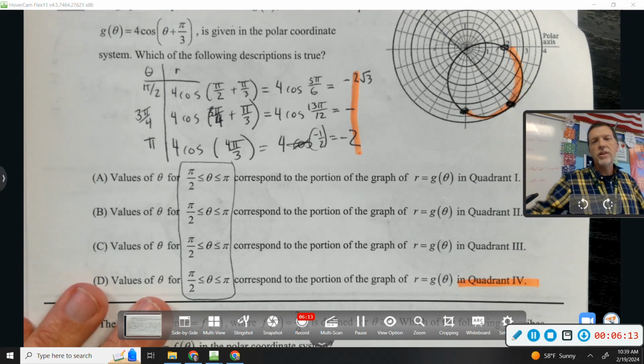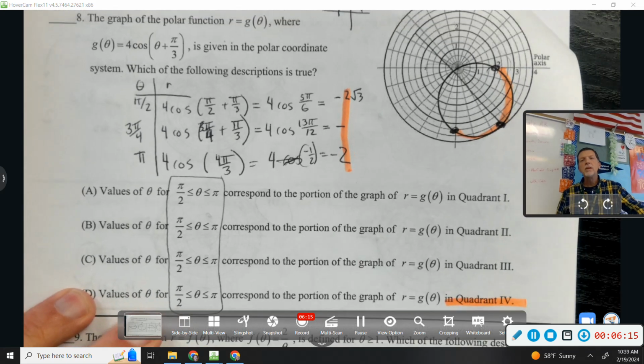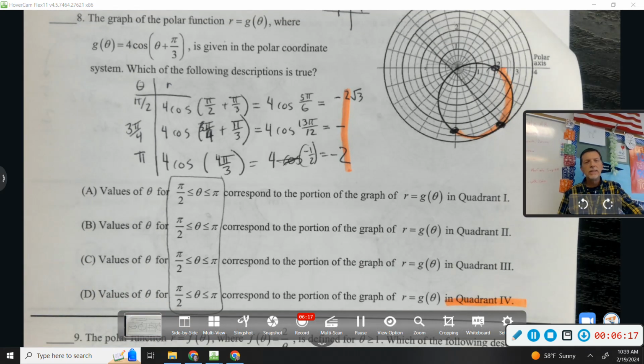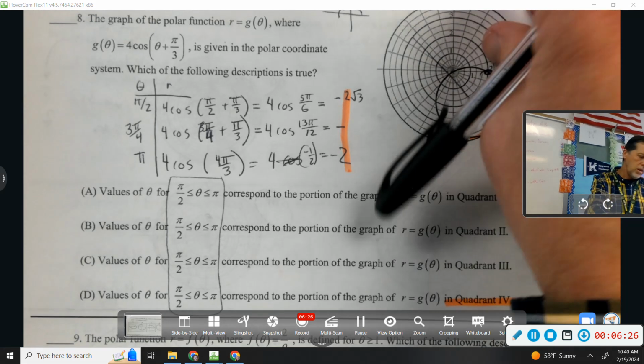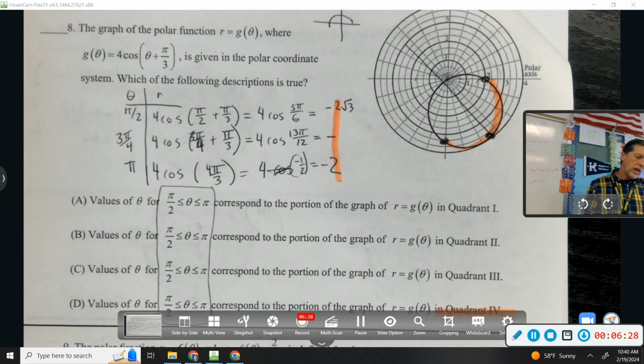Yeah, I don't know. Is there an easier way to do that? Maybe. But it just seems very straightforward to check some points between pi over 2 and pi and see where you land.